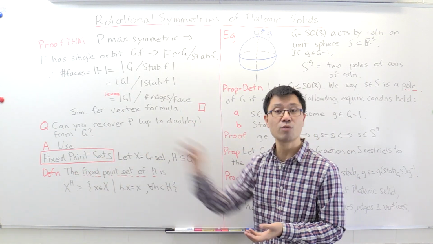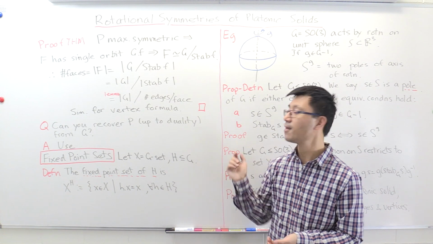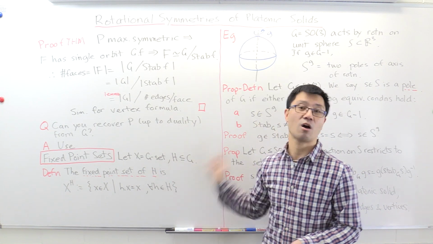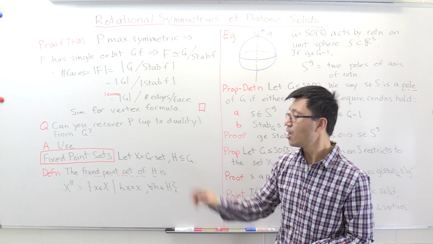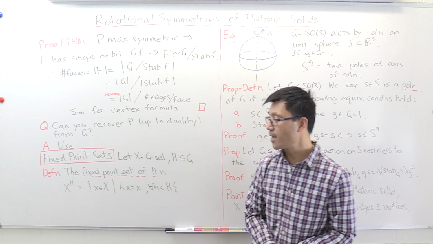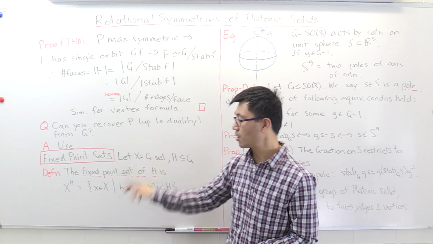Okay, so this is fairly general, so we'll start with the general setup here. X is going to be some G-set, and we just have some subgroup H of G. So what we can do is talk about the fixed point set of H in this X. That's some subset of X.